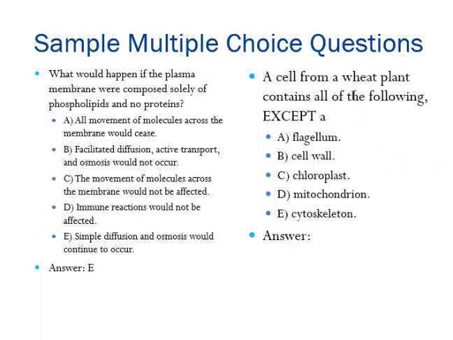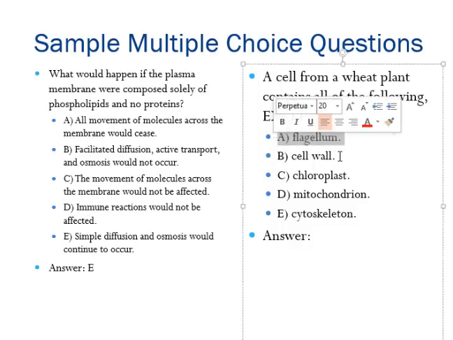A cell from a wheat plant, it's a plant cell, the fact that it's wheat makes no difference, contains all of the following except a what? A flagellum, a cell wall, chloroplast, mitochondrion, or a cytoskeleton. Well, a flagellum is something that causes the cell to move. That's like a little whip tail that allows it to move. Does a wheat cell, a plant cell, move? The answer, of course, is no. So A is the correct answer.